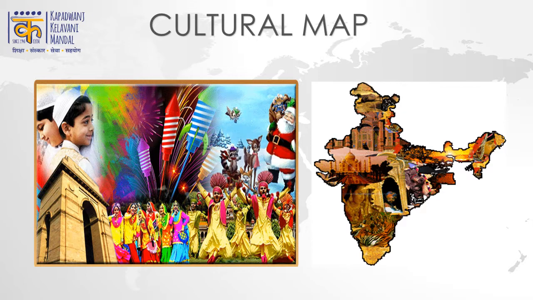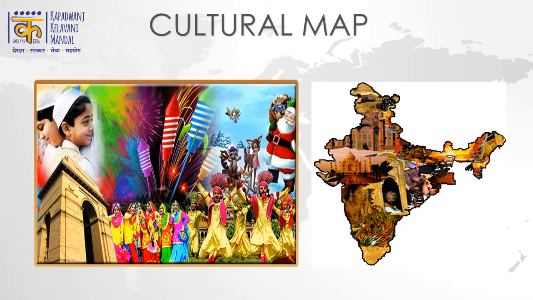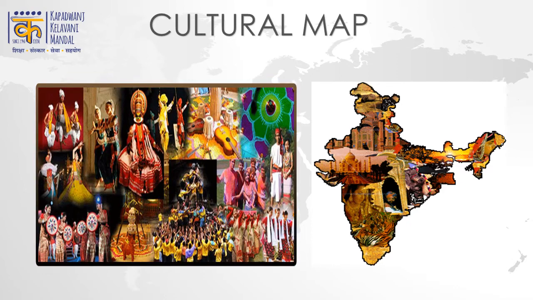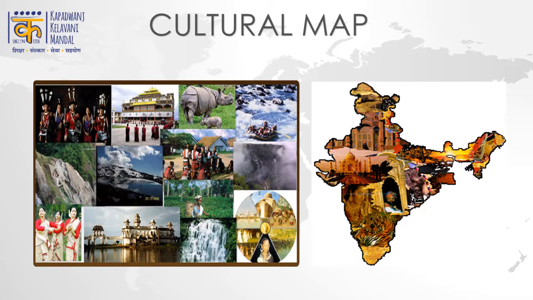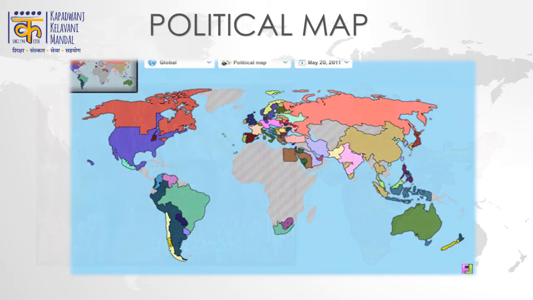The map which outlines the man-made details is called a cultural map. This map outlines various human activities. The map of state, farming, population, transportation are examples of cultural maps.